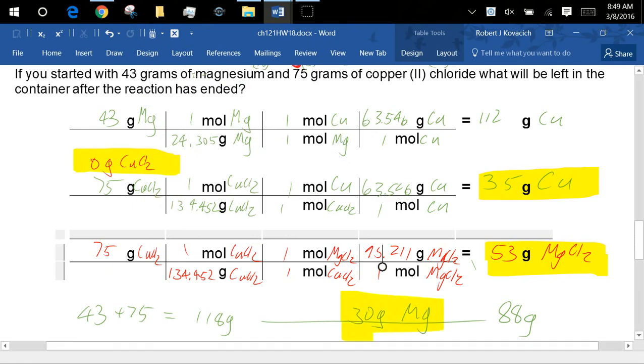And you got 88 just by taking 35 and the 53? Yep. 35 and the 53 gives me 88 grams of products, and since I had 118 grams of stuff put in there, the thing that didn't fully react must be hanging out. I just wanted to make sure that's what you're getting it from. Yeah, that's it.